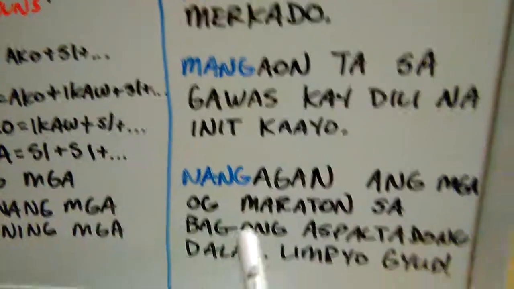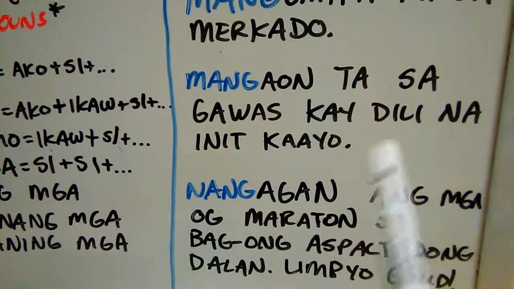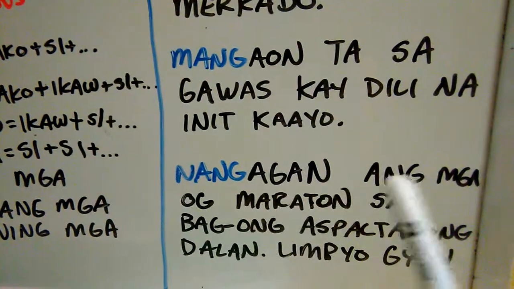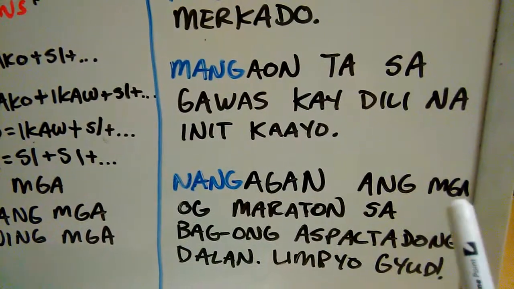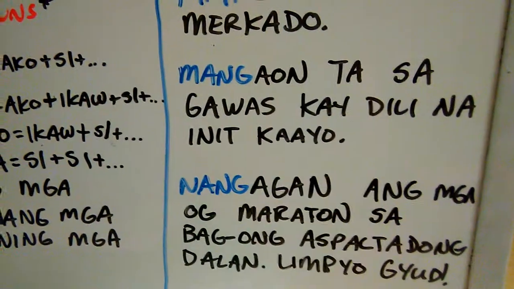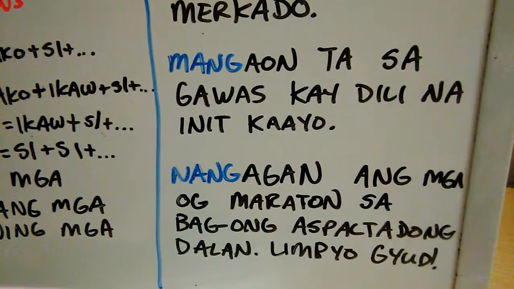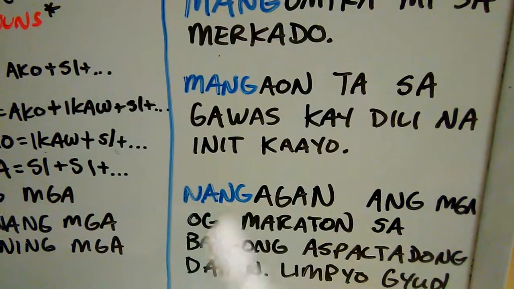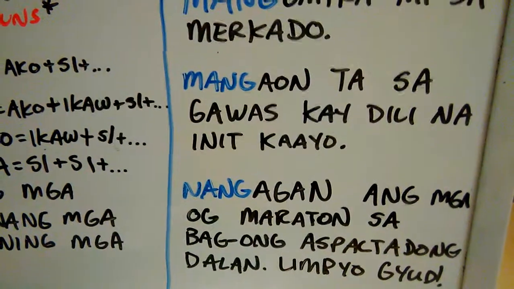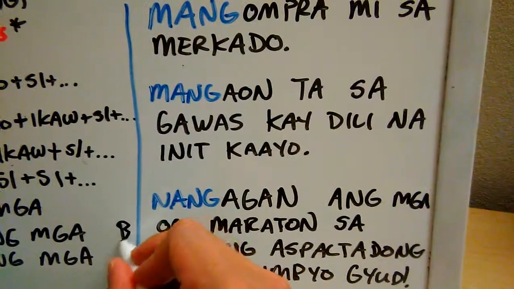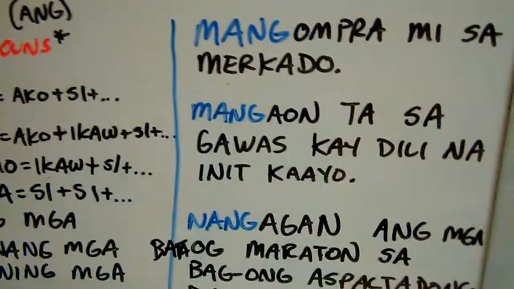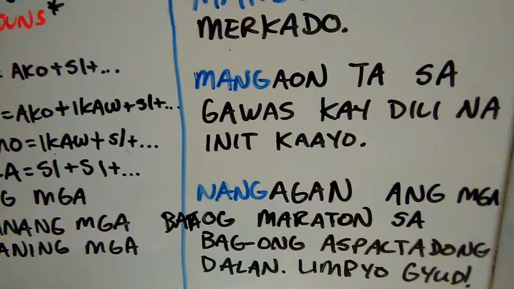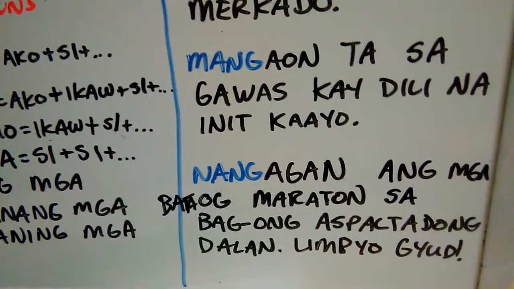And then the last example, and this one actually uses the ta. I don't need to explain that. This one I don't need to explain either, it's really easy. Nanagan, right? Nanagan ang mga, oh shoot, I misspelled here. It's actually, nanagan ang mga bata og marathon sa bag-ong asfaltadong dalan, limpyo gyud. I left out a word, but it's okay. This is kind of bothering me now that I left it out, so let me just write it in. All right, there you go. It was bothering me. So, nanagan ang mga bata og marathon sa bag-ong asfaltadong dalan, limpyo gyud.